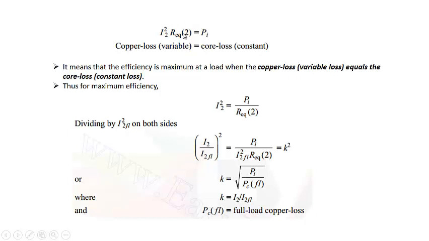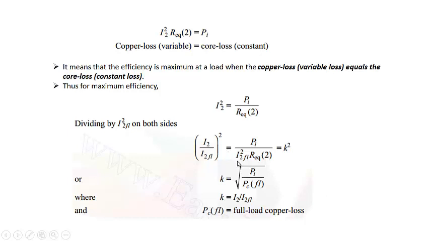So this equation can be written like this: I2 square R equivalent, that is the secondary side, will be equal to Pi. Pi is the core loss. So when we divide both sides by R equivalent, I2 square will be equal to Pi divided by R equivalent. So again divide both sides by I2 FL square. So this will be I2 by I2 FL whole square, that is equal to Pi divided by I2 FL square R equivalent. Let us equate it to some constant K square.